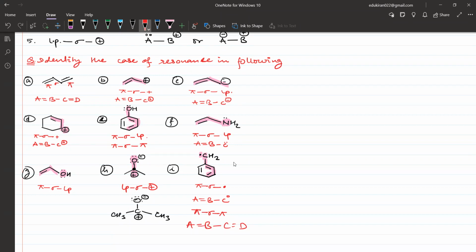The questions can be different, but the cases will be like these. You will have similar cases; the compounds and the molecules can be different, the examples can be different, but the cases will not be anything other than these five.